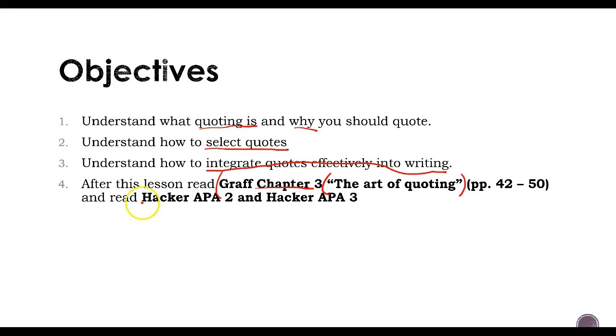Also, make sure you read Hacker APA 2 and Hacker APA 3. In these sections, she also talks about some of the tools of quoting and how to integrate your quotes well. Some of what Graff talks about and Hacker talks about is similar to what I talk about. I think all 3 of us are in dialogue with some of the same points, but each of us has some slightly different things that we bring to it. So read these 2 afterwards, and I think you'll have a good picture of how to quote effectively.